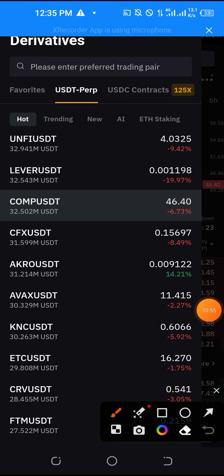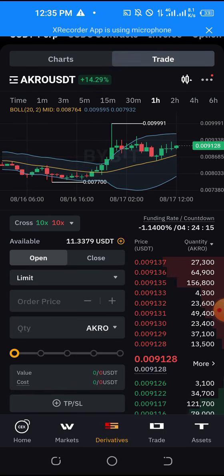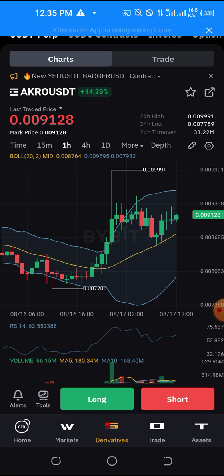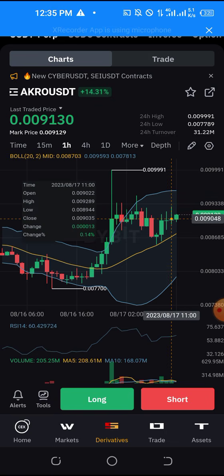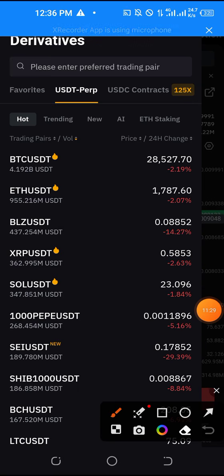So let me see this coin. Let's do research on this coin. Now, this coin is not giving us what we want. It's just in between. The RSI is 62, and the candle is not even touching the lower Bollinger Band or the upper Bollinger Band. It's just in the middle. So let's go back and search for another coin.